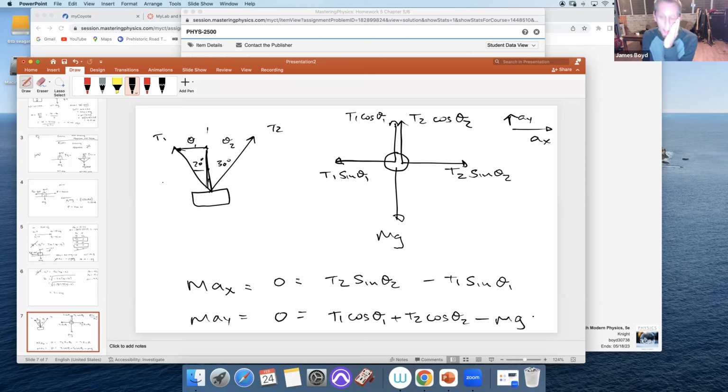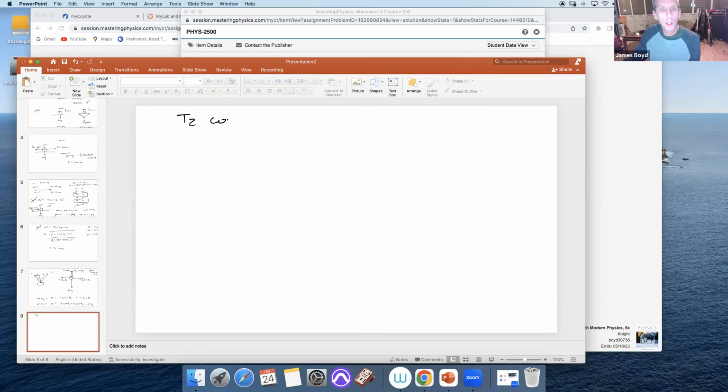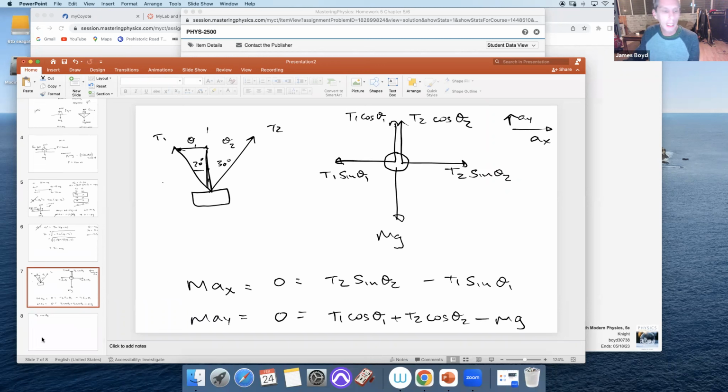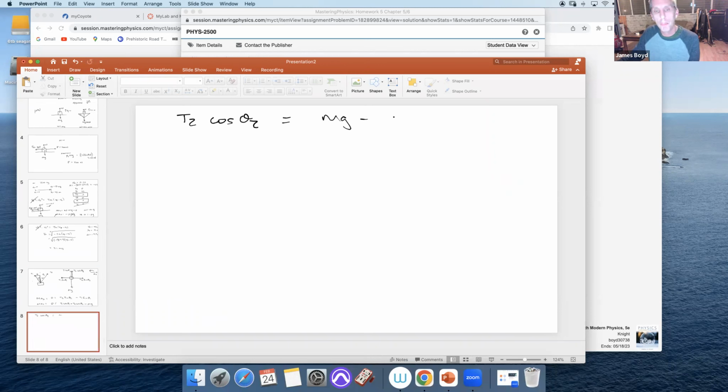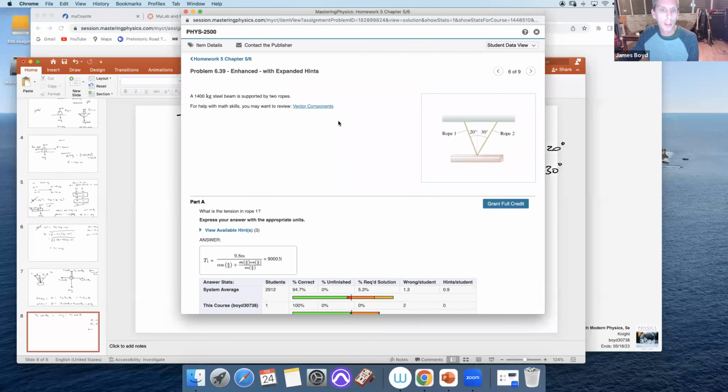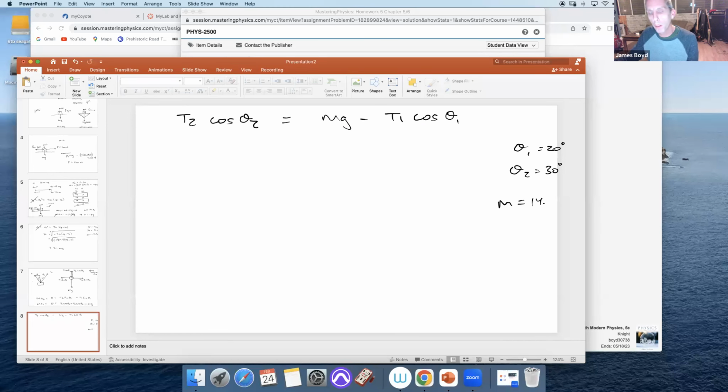And now I have to do some really annoying algebra. I want T1, so let's solve this for T2. So on this page, I get T2 cos theta 2 is equal to mg minus T1 cos theta 1. Remember, theta 1 is 20 degrees, theta 2 is 30 degrees, and m is 1400. Now, divide both sides by cos theta 2.